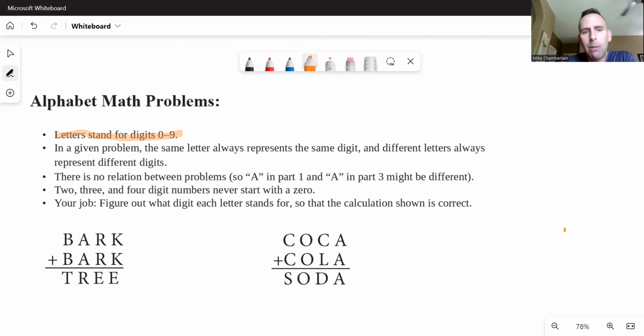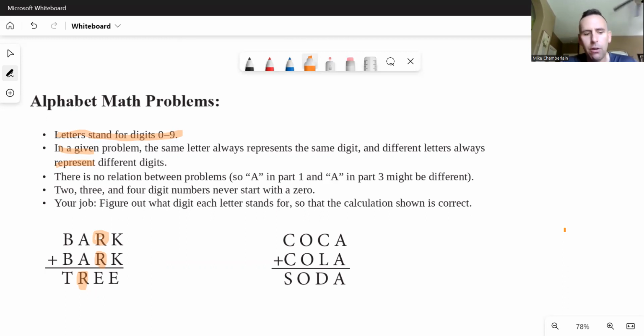In a given problem, the same letter always represents the same digit. So an example there is on bark plus tree. There's 3 R's there, and all of those R's would represent the same digit. That's number 2 here. Number 3, there's no relationship between the problems. So here I have 2 different problems. I also have Coca plus cola is soda. I'm not going to do both, but I'm just giving you an illustration.